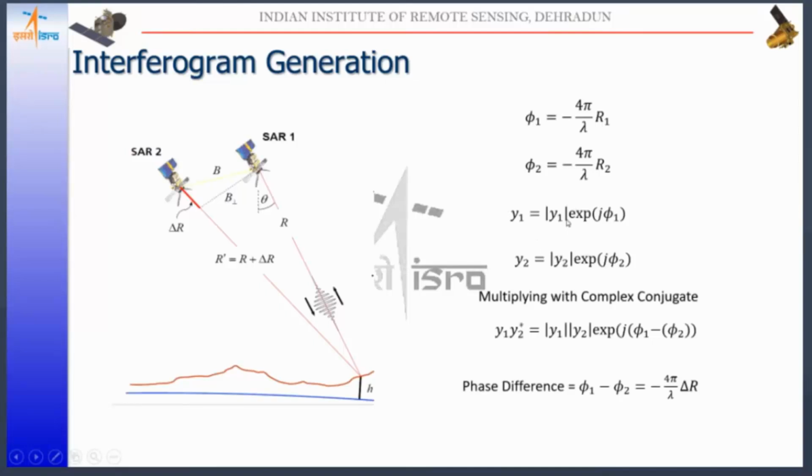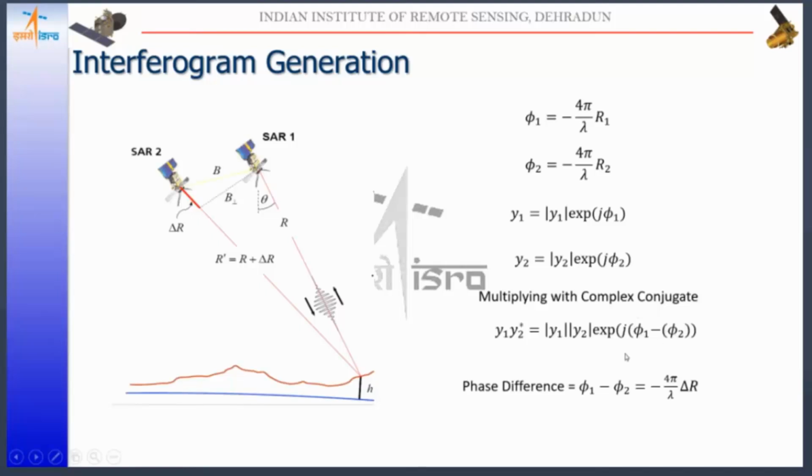Then we will multiply these two equations, taking the complex conjugate: y1 into the complex conjugate of y2. Then we get the product of the amplitudes and exponential of j times phi 1 minus phi 2. This is called the phase difference. Now this phase difference we can relate with this formula and we can derive the height from it. So first we have to do this interferogram.